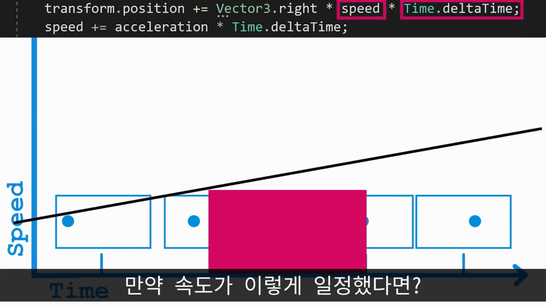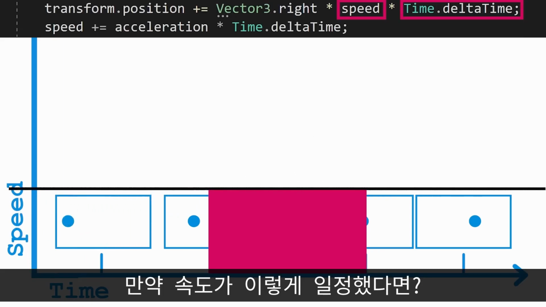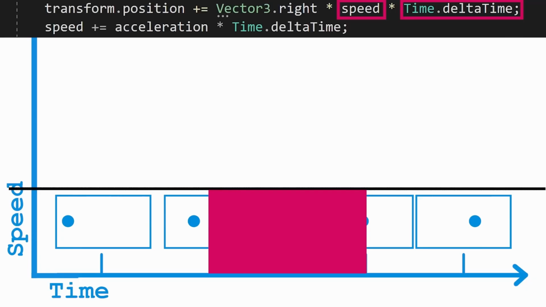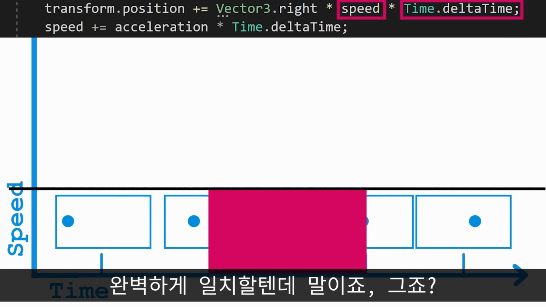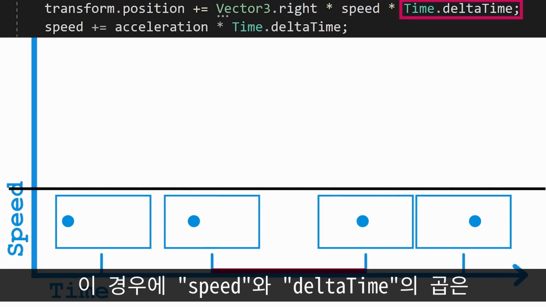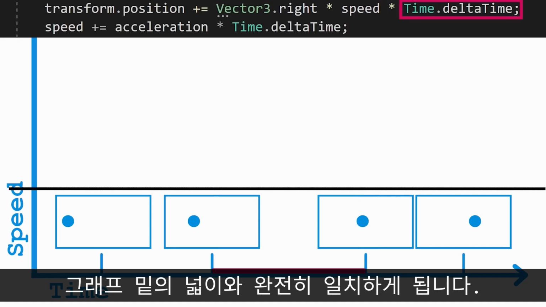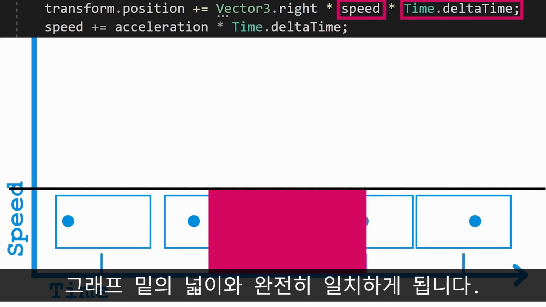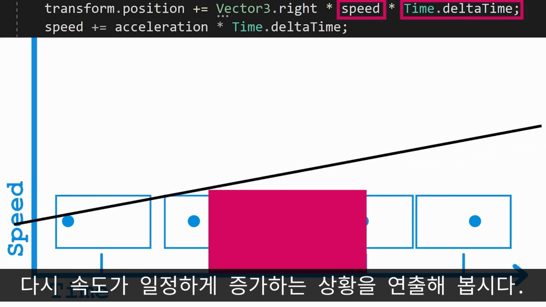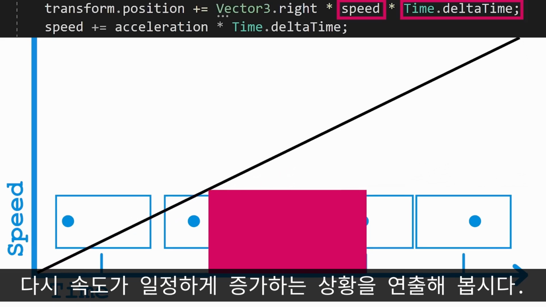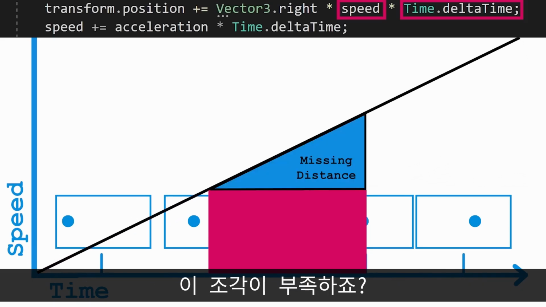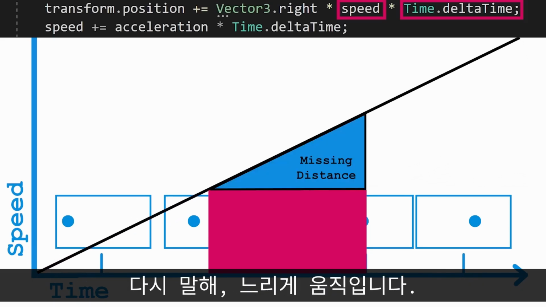If our speed would look like this and was actually consistent, then that would look a lot more correct, wouldn't it? Because in that case, multiplying speed times delta time would create a rectangle that fills up the surface area under the graph perfectly. So we have to take into consideration that the speed is constantly changing, and what that means is we're lacking a piece here. Or in other words, we're not moving enough.